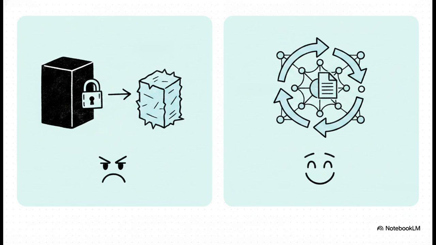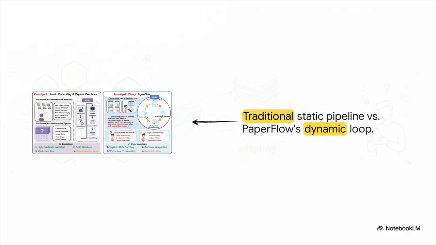Now look at Paradigm B. This is the PaperFlow way. We're talking about dynamic daily loops with structured, updatable profiles that actually evolve based on your implicit natural behavior. The traditional static pipelines actually suffer from a fatal flaw that the authors call drift blindness. Because they rely on static embeddings, they completely fail to notice when your research focus inevitably changes over time.